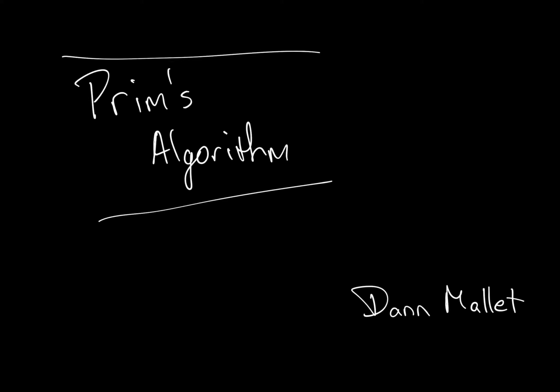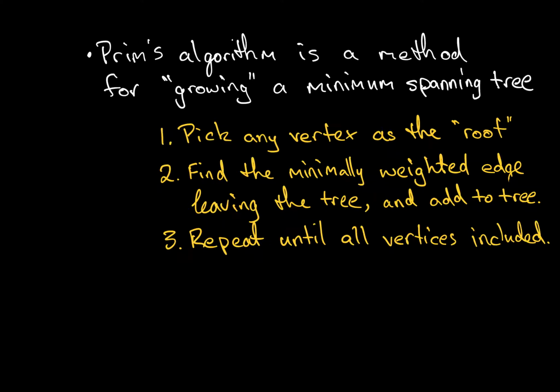In this video, we introduce Prim's algorithm and see an example of how it can be applied. Prim's algorithm is a method for growing a minimum spanning tree for a weighted connected graph. The method proceeds by applying these three steps.